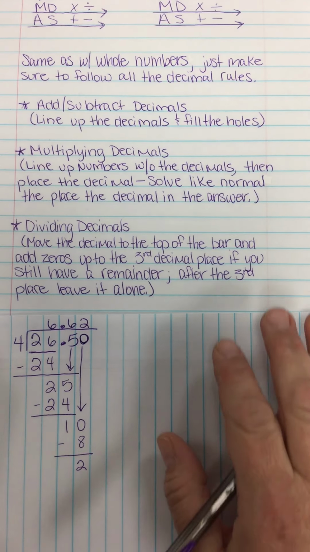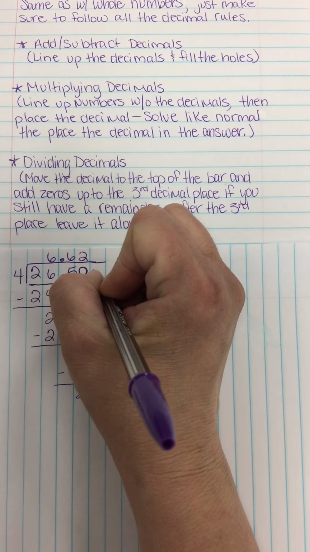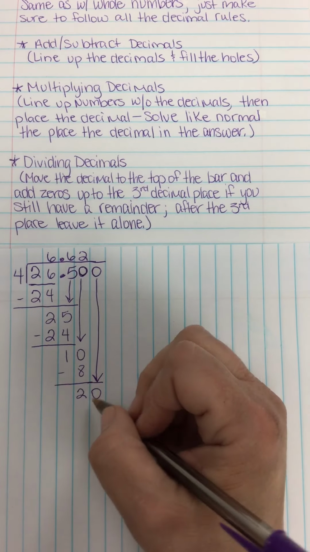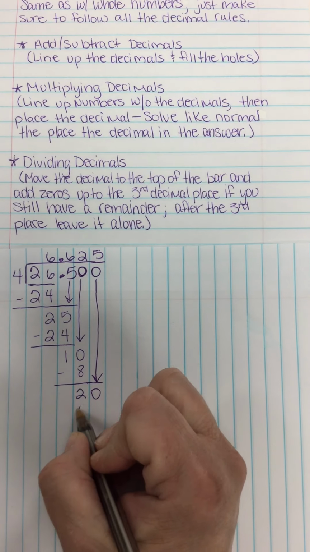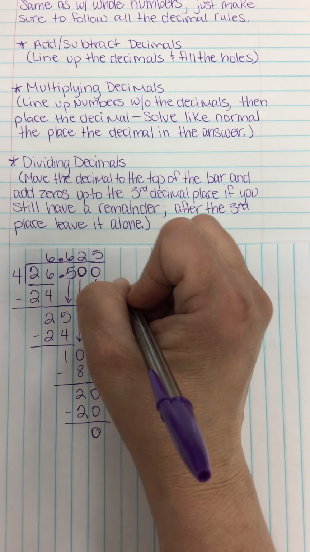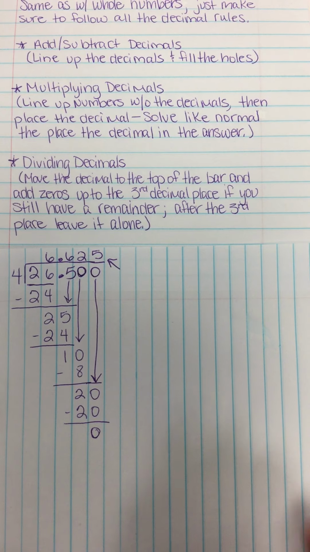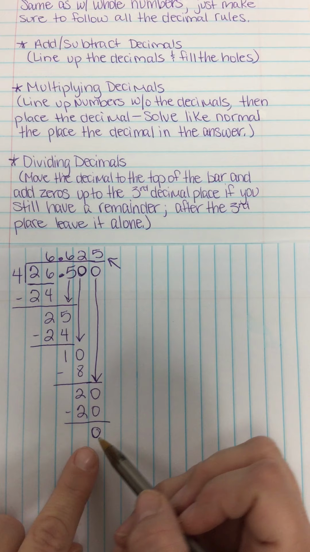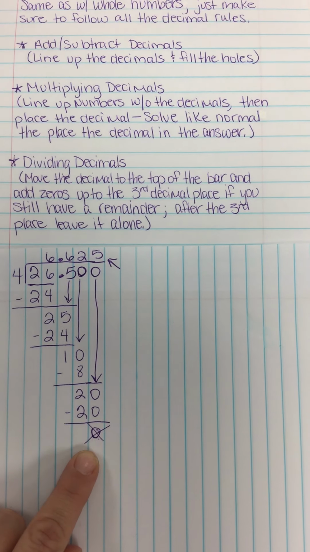Well, I still have a remainder. I've only gone 2 places behind the decimal. So I'm going to add 1 more 0 and bring it down. Now, 4 will go into 20 5 times. 5 times 4 is 20. 20 minus 20 is 0. So that would be my answer, 6.625. Okay, so we can add decimals to the end to keep from getting a remainder. If you end up with a remainder and you've already gone 3 places, we just cross it out. We don't do anything with it.